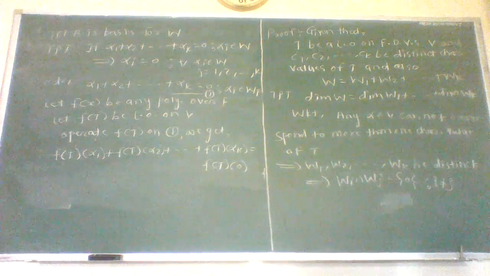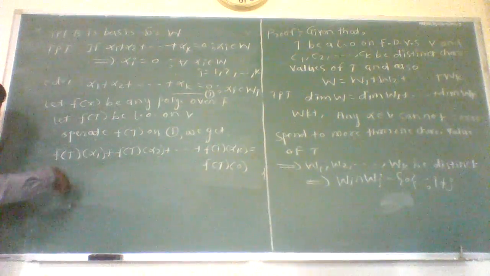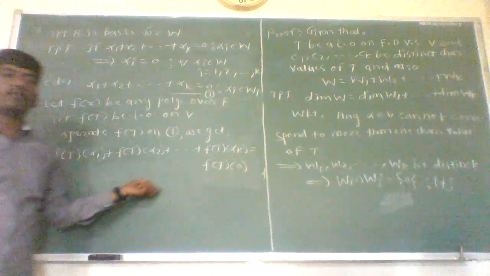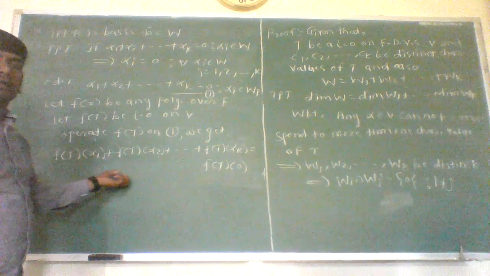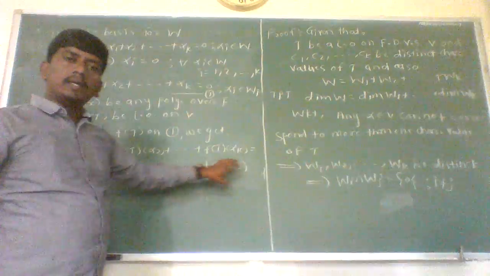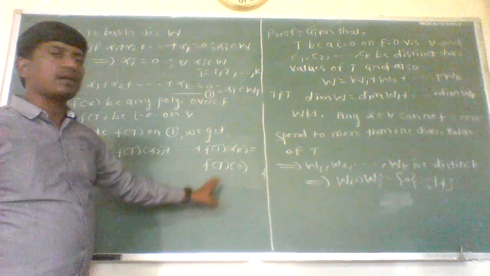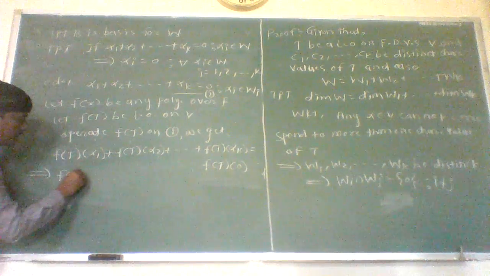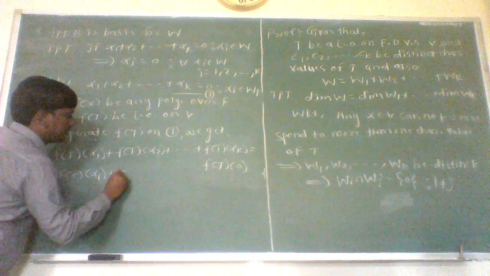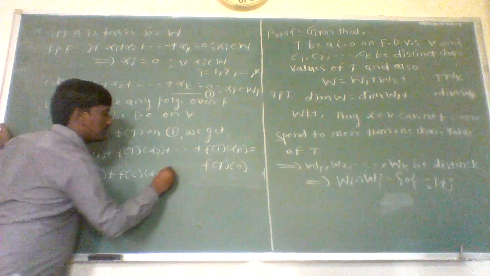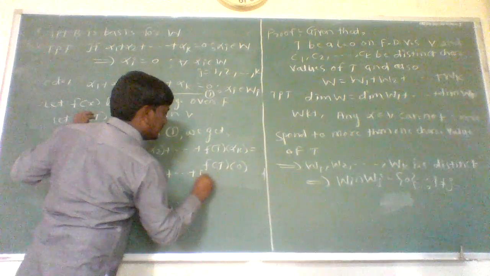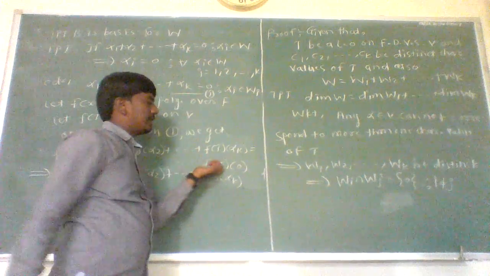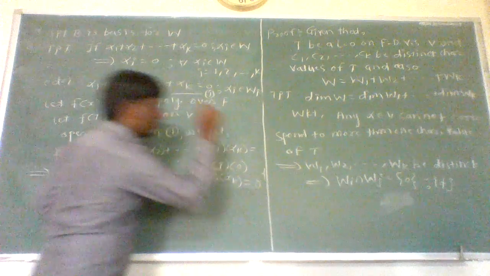Okay, now from the previous theorem, that is, if T is a linear operator on a vector space V and c is any characteristic value of T, and f is any polynomial over the field F, then f(T) of alpha is nothing but f(c) of alpha. Therefore, from this theorem, we get f(c) of alpha 1 plus f(c) of alpha 2 plus up to f(c) of alpha k, and f(T) of 0 is nothing but 0, since it is a linear operator and T of 0 is 0.